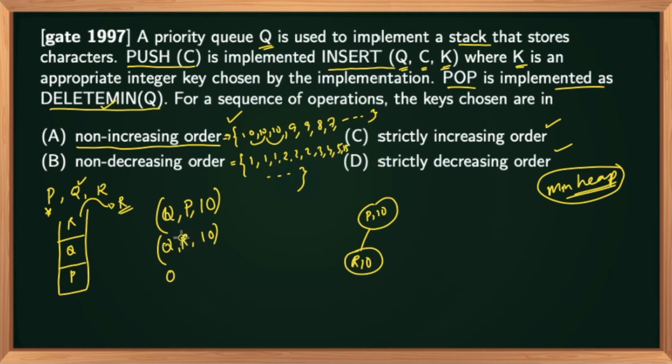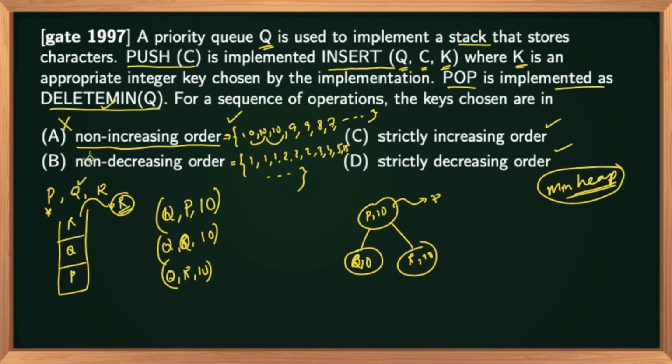Again, I can give the next value. Here I have to give R, and the key for that I am also giving 10. So that will be on the right side, right? So if I delete min, the element P is coming out, but we are expecting that the value should be R, right? So choice A is wrong.